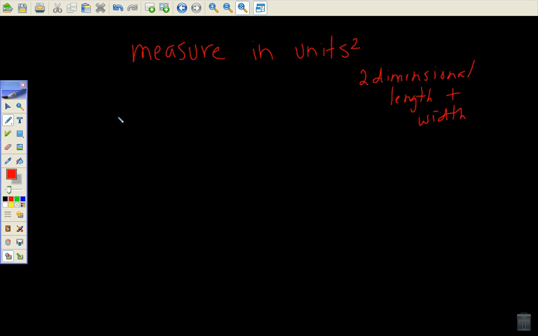So we're still going to measure in the same things. For metric, we're still going to measure in centimeters and meters and kilometers, but now we have to put a little two next to the unit name, not next to the number, but next to the unit name. If you put it next to the number, it's called an exponent, which you're going to learn in 6th grade. You don't want to do that. It's a totally different idea. So you have to remember to put it right after whatever unit you're using.